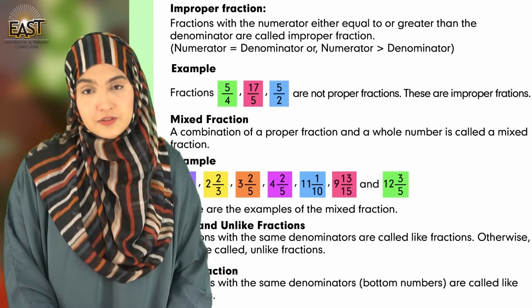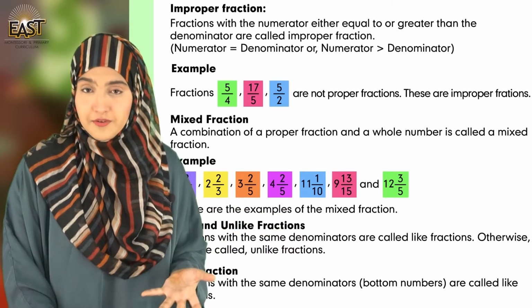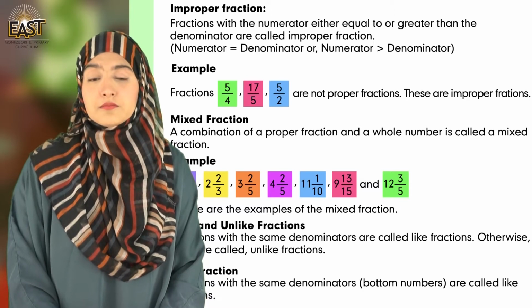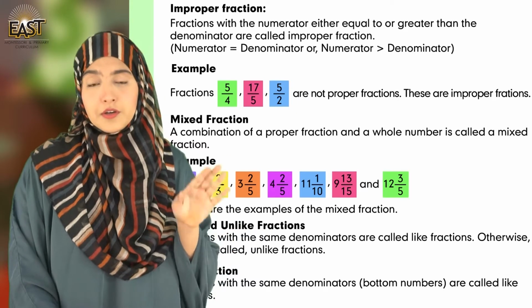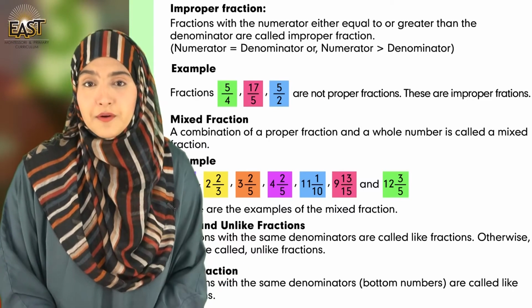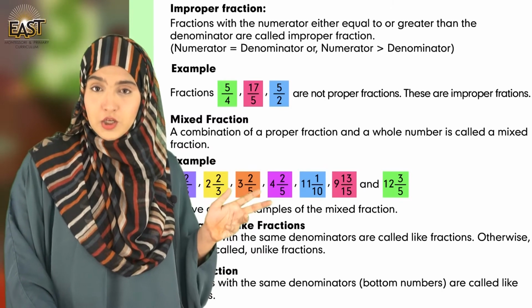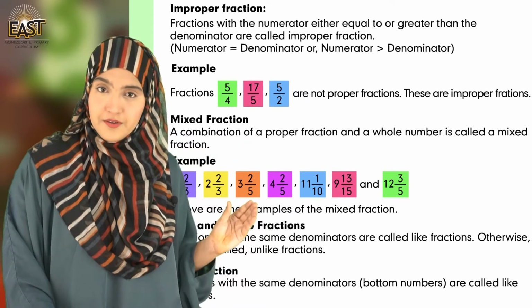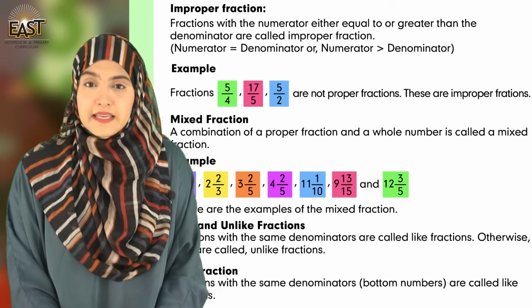What is a mixed fraction? A combination of a proper fraction, and a proper fraction was the one whose denominator was greater than the numerator. The numerator was less than the denominator, right? So these kinds of fractions are known as proper fractions. And what are mixed fractions? A combination of a proper fraction and a whole number. It has a whole number as well behind it. A proper fraction along with a whole number is called a mixed fraction.